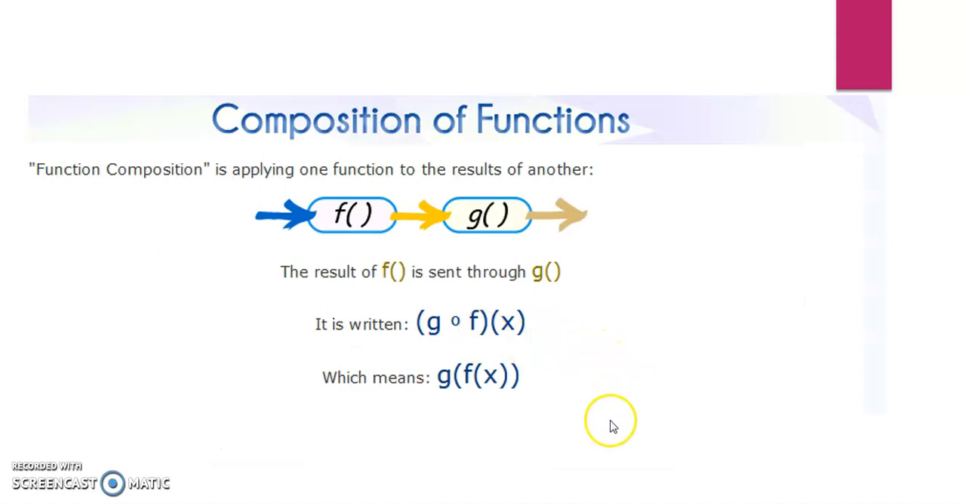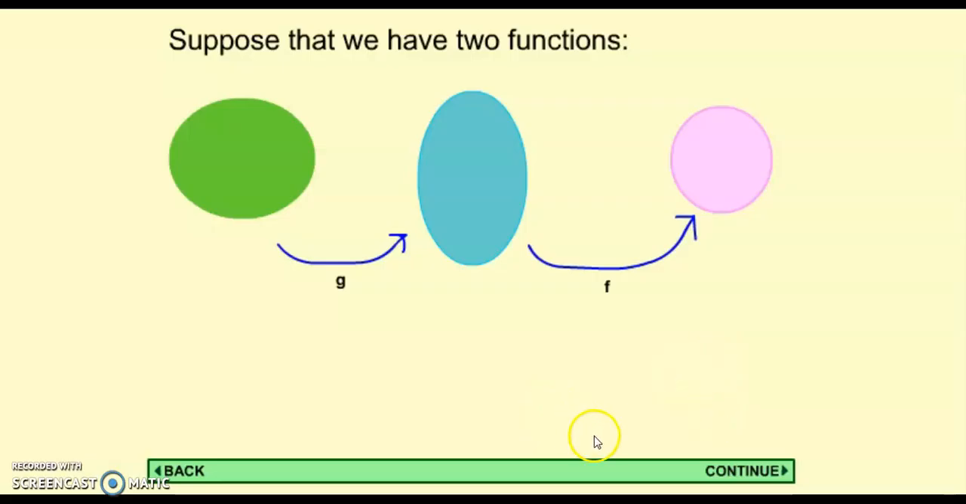Now let's discuss it in more detail. Composition of function. Function composition is applying one function to the result of another. See that one function will become input of another function. Output of this first function will become input to the other. Or we can say the result of f function is sent through g. It is written as g of f of x, or you can also represent it using this notation, g of f of x. Now let's see how the composition of functions works visually.